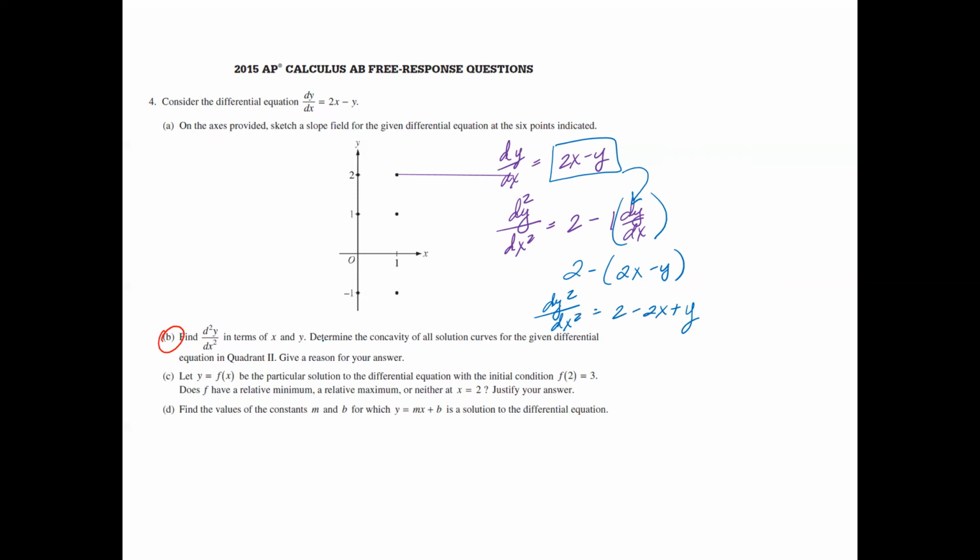Okay, so part B says determine the concavity of all solutions. Now, concavity is referring to the second derivative. Remember in Unit 3, if the second derivative is greater than 0, then that means your graph is concave up. Similarly, if f double prime of x is less than 0, then it is concave down. And then remember, you set f double prime of x equal to 0. That gives you a point of inflection, where you have to test a point on the left side and the right side to determine if it's going to be concave up or down.